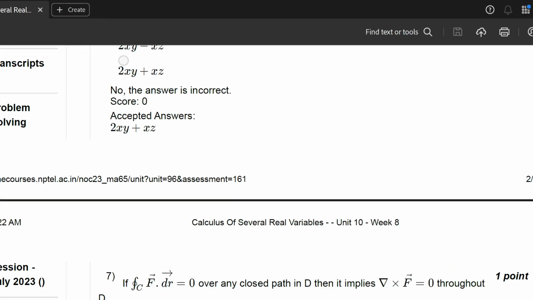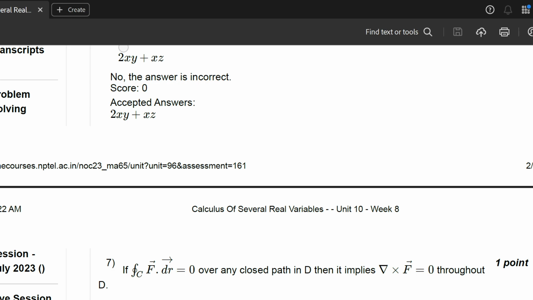Tell me. It is given that the integral of F dot dr is 0 over any closed path. Then does it imply curl is 0?